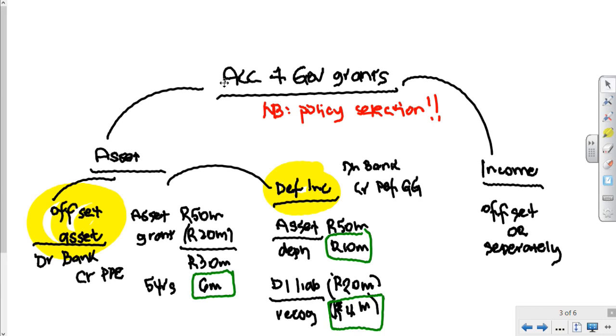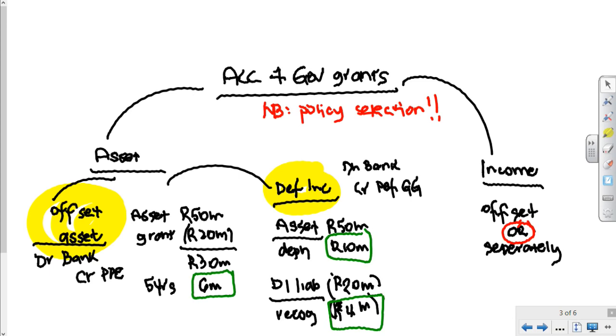We can offset or we can show separately. So if you remember the income grants, they're usually to cover expenses. If I take that income grant for the clinics and I decide that I'm going to use the offset method, I will show my salary expense at the lower amount. I won't show the total salary that I paid. I will show it net of the piece that the government helped me pay.